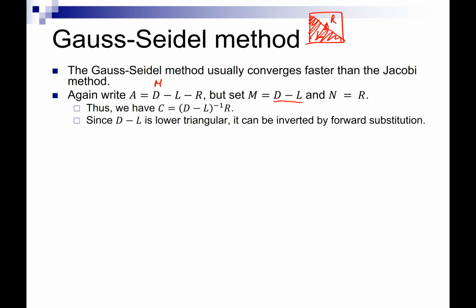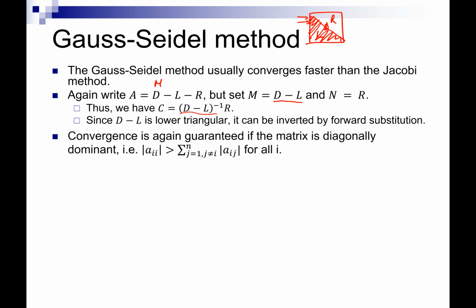Now D minus L here is a lower triangular matrix. We need to be able to compute this inverse quickly, and you can do this because D minus L is lower triangular, so you can use the forward substitution method. Forward substitution is basically you solve for the first variable first, then you substitute and solve for the next variable, so you just go row by row like that. You can do that when it's lower triangular. It turns out that for this Gauss-Seidel method, we can also guarantee convergence if the matrix is diagonally dominant.